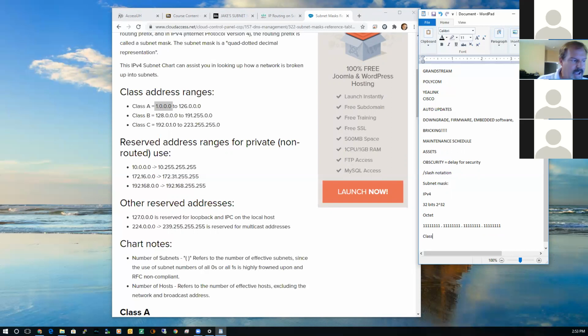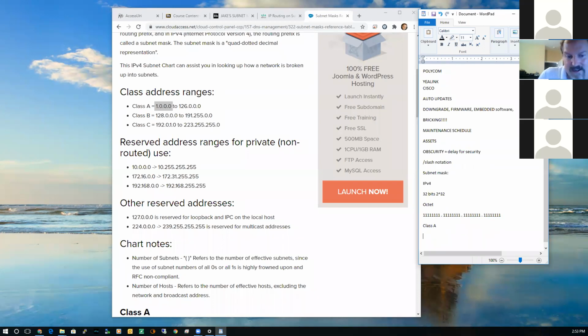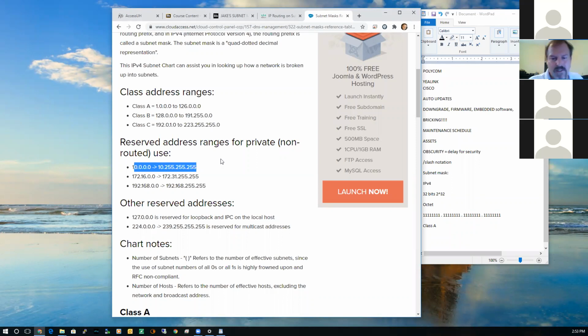A Class A is any address in which the first octet stays the same and the remaining 3 octets vary. Entities like a country or a large company would be allocated an entire Class A. Also, as you see here, there are reserved Class A ranges. In other words, you will never see any public address on the internet that starts with a 10. It's a reserved range.